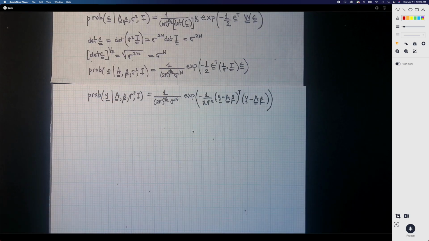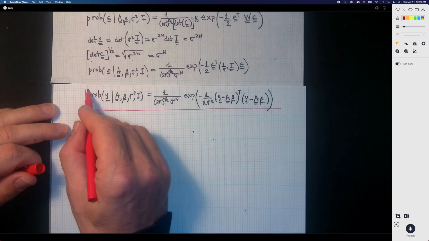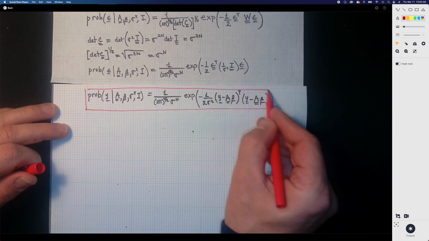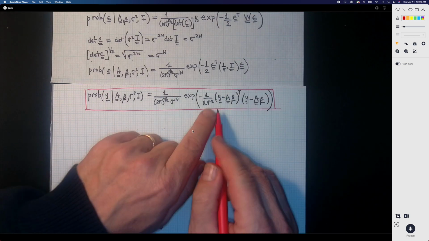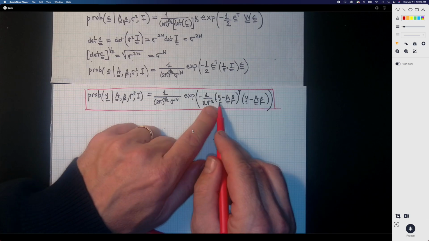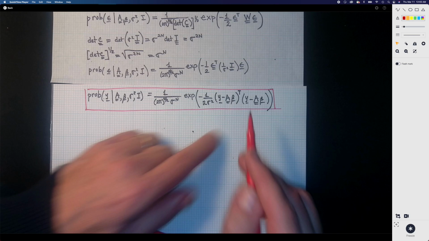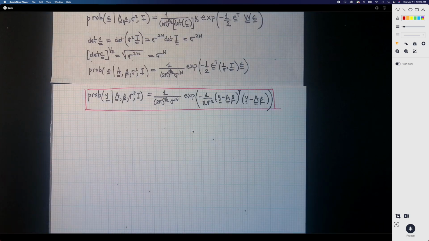All right, so this is our likelihood function. Now I spent a lot of time getting here, but in fact we could have just written it down very quickly, just by writing this normal distribution with epsilon transpose epsilon, which is the same thing as this expression. So this is the likelihood function.